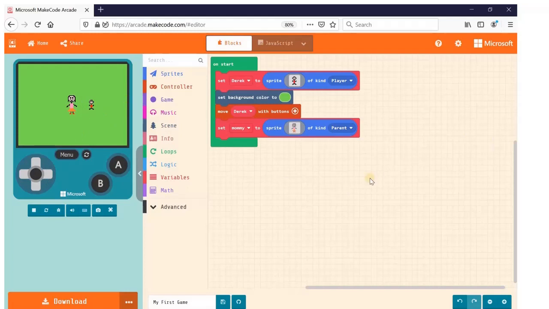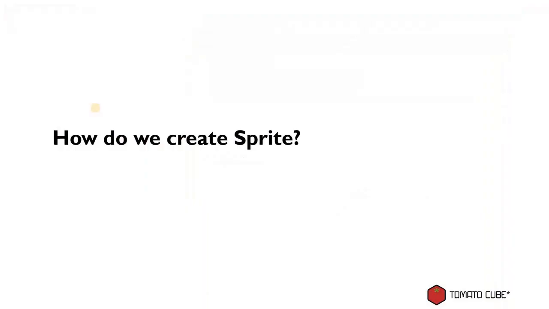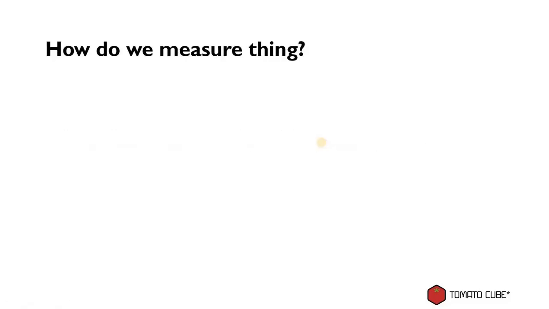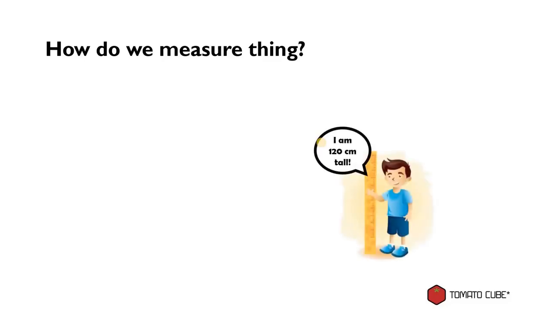In order to understand how the position works on the screen, let's take a look at the slides again. So let's learn how to position your sprite. Before we learn how to position a sprite on the screen, let's take a look, how do we measure things first? Like how you measure your height. If you go see a doctor, the doctor might take a measurement of your height, and the measurement normally is in cm. They will tell you that, hey, you are 120 cm tall.